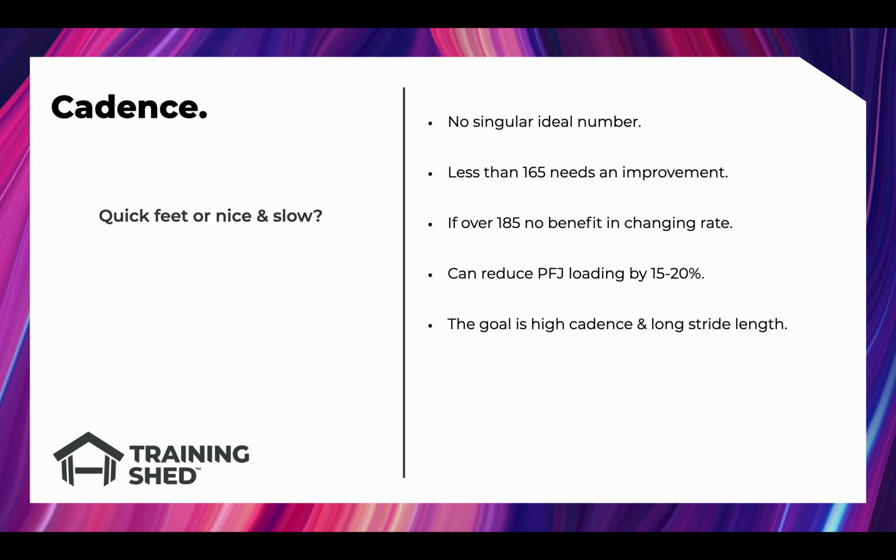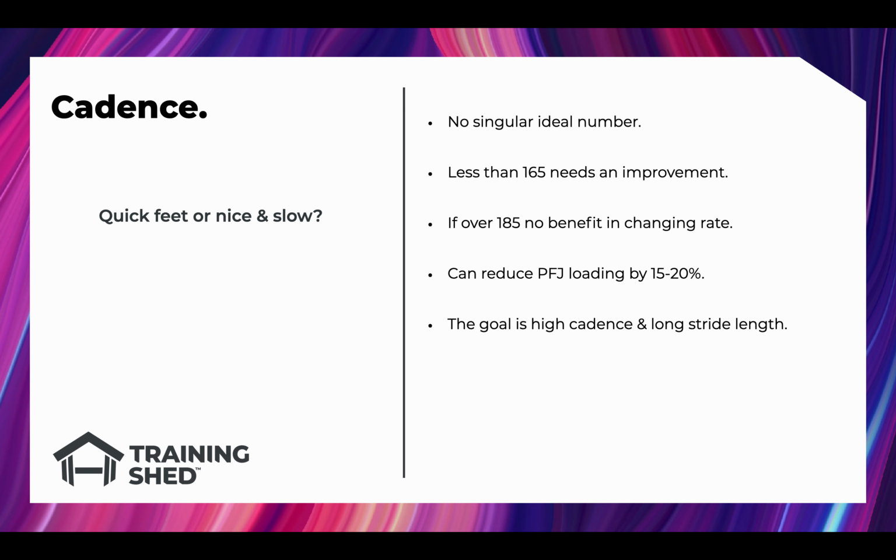Now finally, we're looking at cadence. Now cadence is this poster boy of running. In recent years, the last 10 years in particular, cadence has been at the forefront of people's minds, going, you need to have this cadence, you need to be doing this. Don't worry about anything else, it's all about cadence. And the truth is, there is no single ideal number, it's more of a range of 165 to 185. We know that if you've got less than 165, we need to improve that. But equally, if we're above 185, we're not going to see a benefit if we improve it.